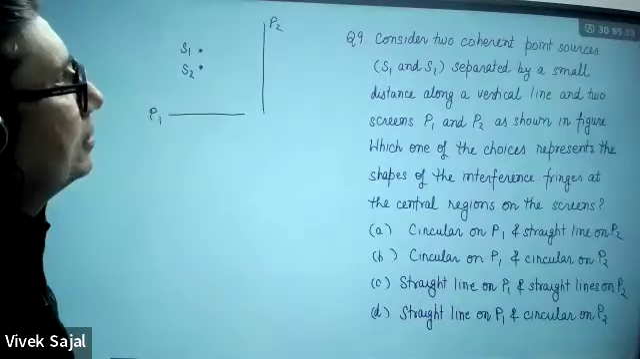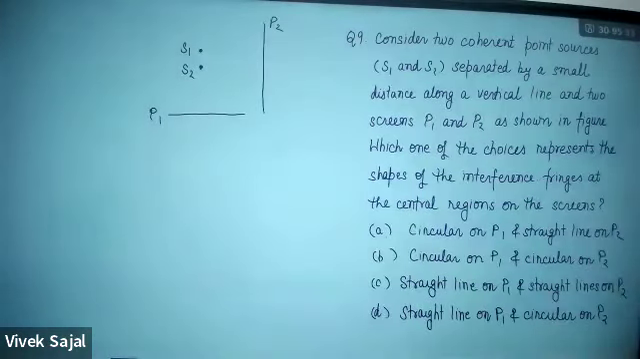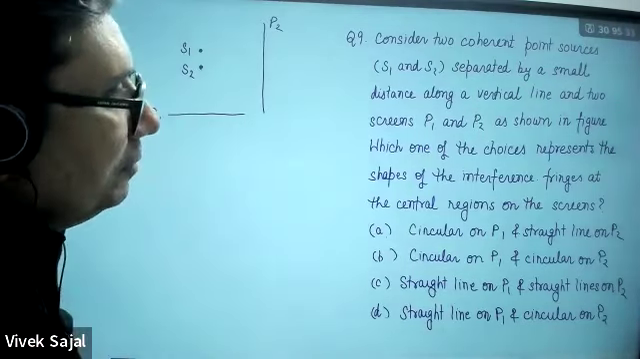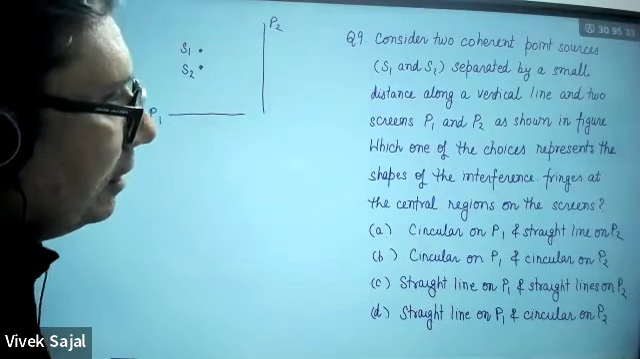Now, go through this. Consider two coherent sources, S1 and S2, separated by a small distance along a vertical line, and two screens P1 and P2, as shown in the figure. Which one of the choices represents the shapes of the interference fringes at the central regions on the screen? Circular on P1 and straight line on P2.